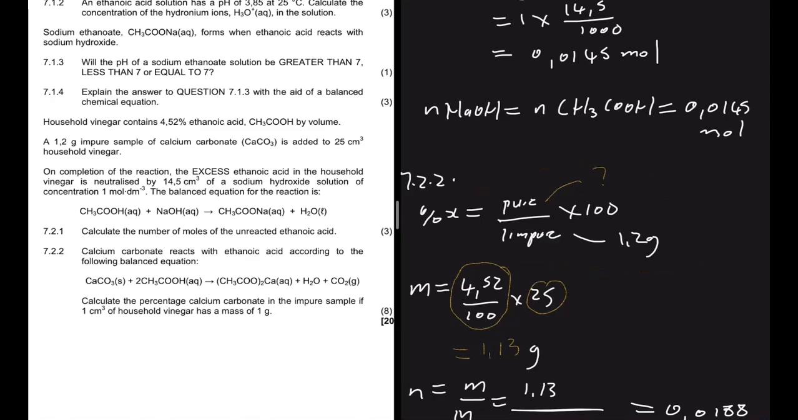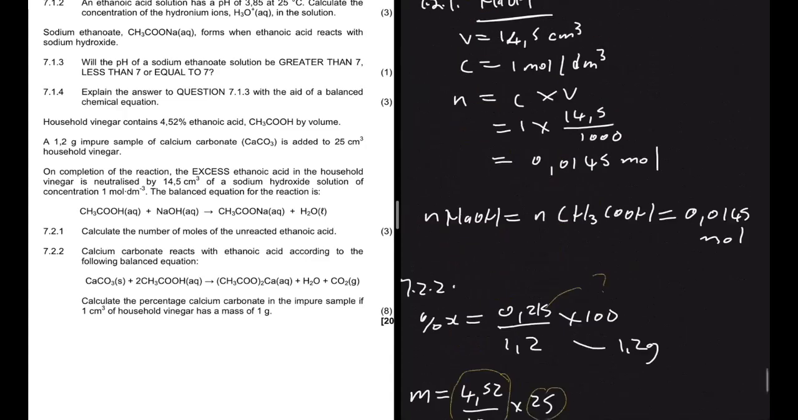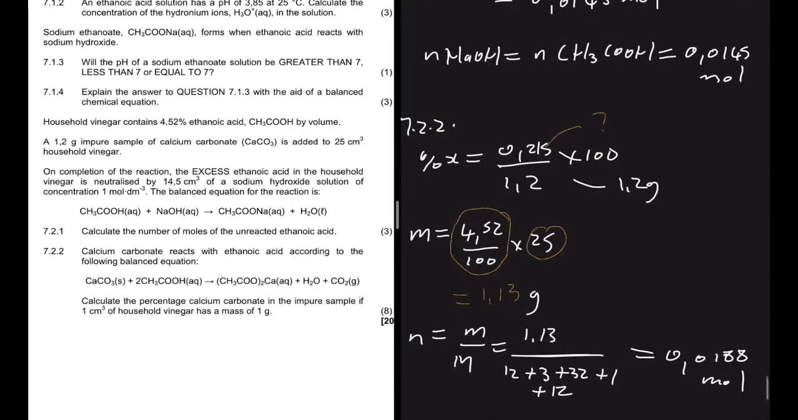And then for the impure, we can put 1.2, and then for the pure, we can put 0.215. And then if we multiply that, we're going to get about 18.08, right? Or something somewhere there.